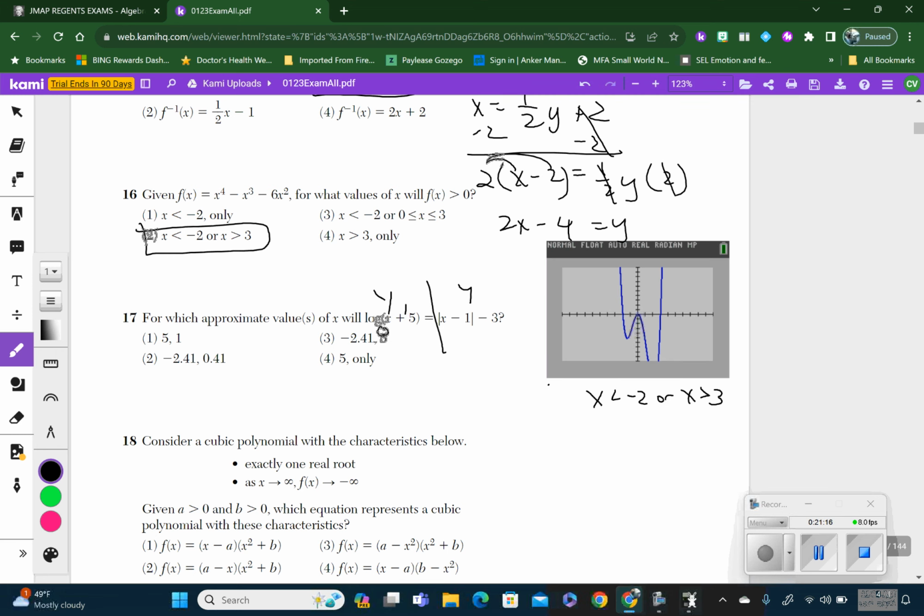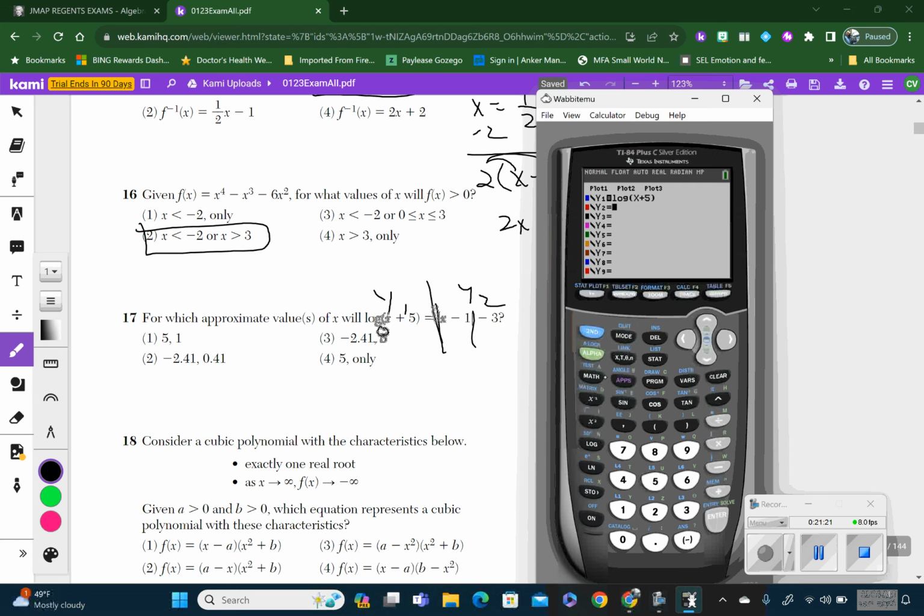How do you get these absolute value into the calculator? You hit math, go over to num, and then ABS is option number 1. And there you go. So now you put x minus 1, go to the right, and it's minus 3. So for which approximate values will they equal each other? So to do that, we hit graph. So that's the first one.